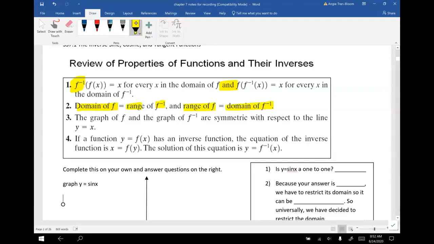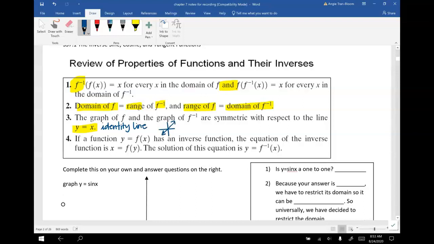The graph of f and the graph of f inverse are symmetric with respect to the line y equals x. That line is actually called the identity line. So y equals x is a line, and it just looks like this. All right, so that's the identity line.